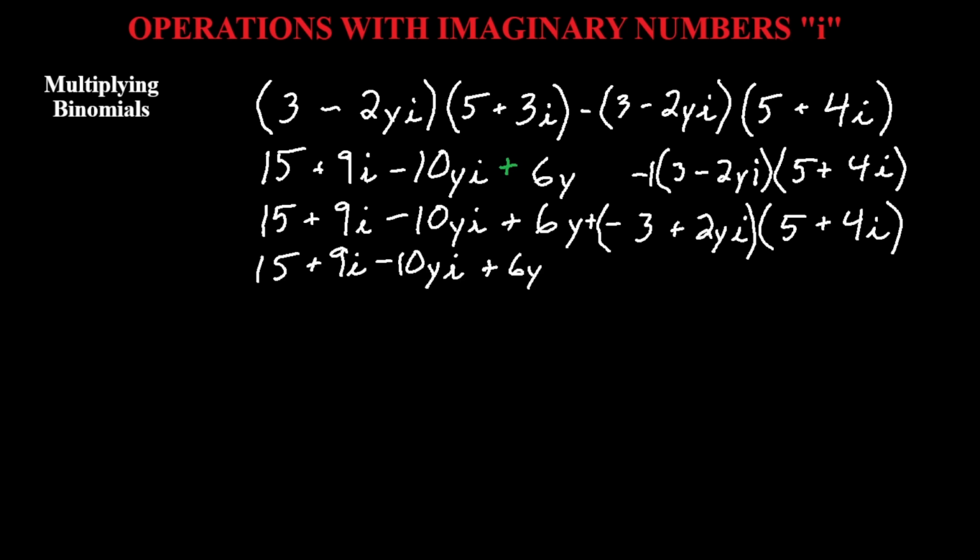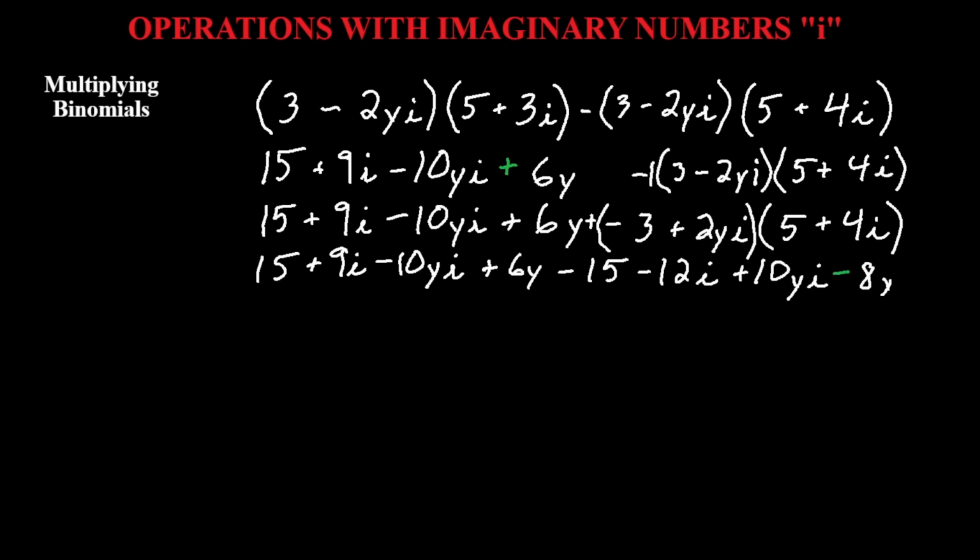So I do the first terms, minus 3 times 5. Then the outer terms, minus 12i. Then the inner terms, that's plus 10yi. And then finally the last terms, which would be 2y times 4i is 8yi squared. And then i squared is minus 1. That minus 1 makes it minus 8y.